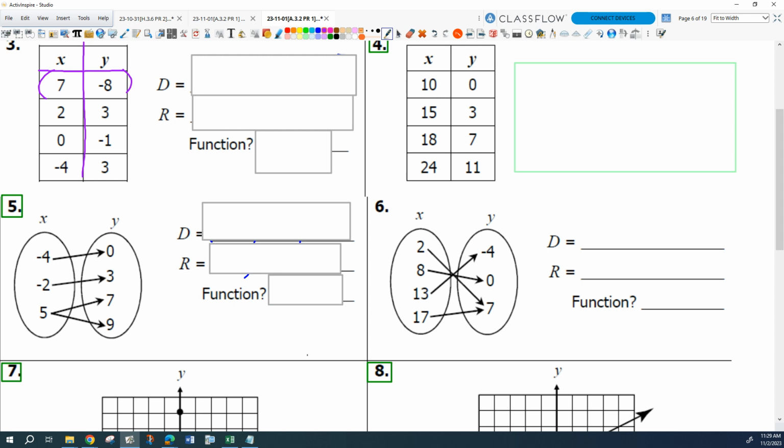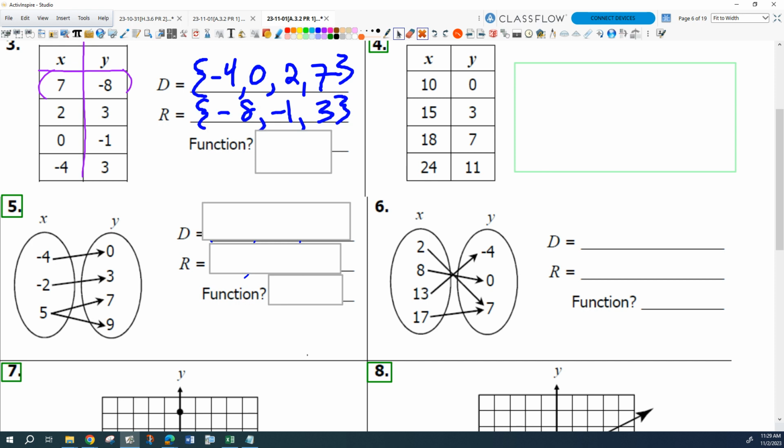So how many elements in the domain in this first one? 4. Yeah, and they'd go in that order, right? If I rearrange them in numerical order, there you go. How many elements in the range? 3. Okay. See, -8, -1, 3 in order. Okay. Function, yes or no? No. How come?